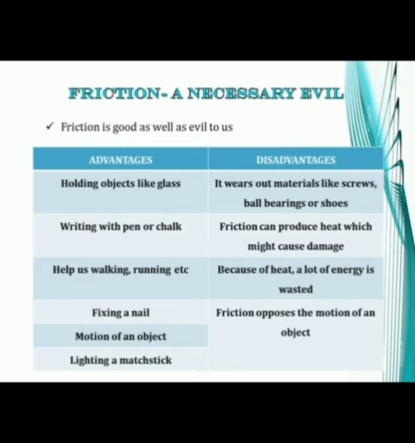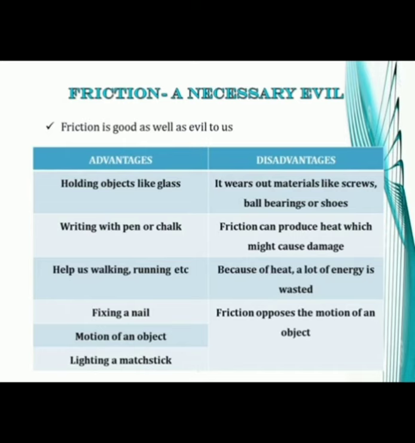Another one is that friction helps in walking and running. Another one is fixing a nail. The nail is fixed in the wall due to friction. Motion of the object, lighting a matchbox, these are all advantages.